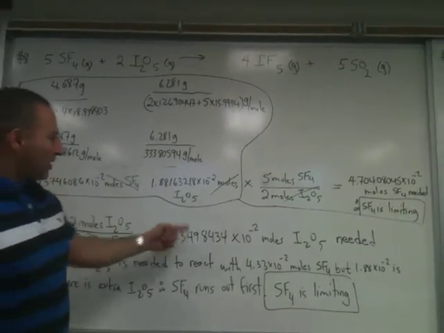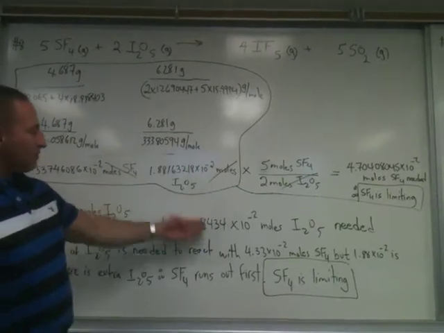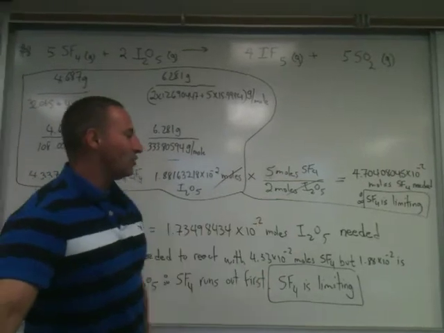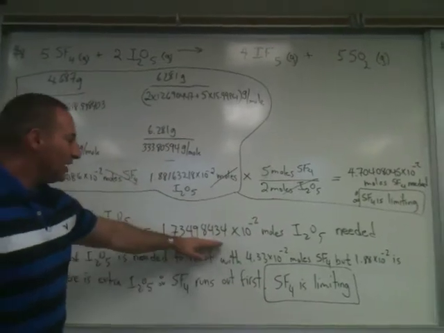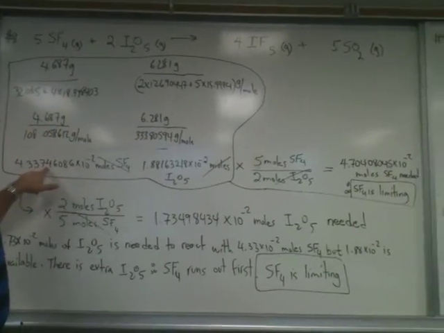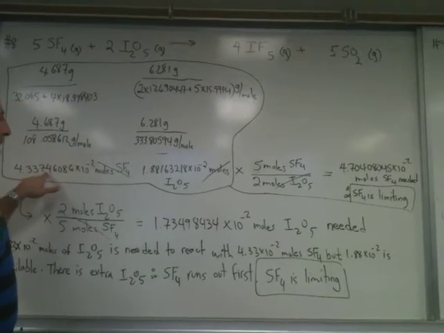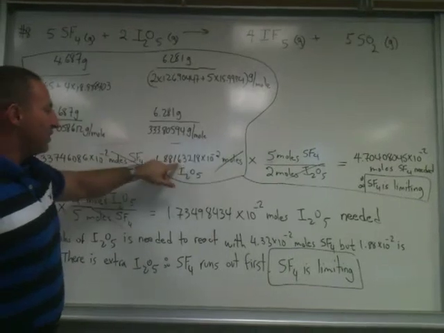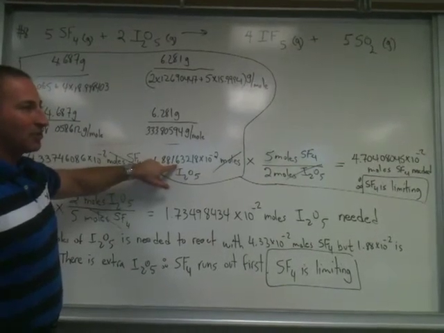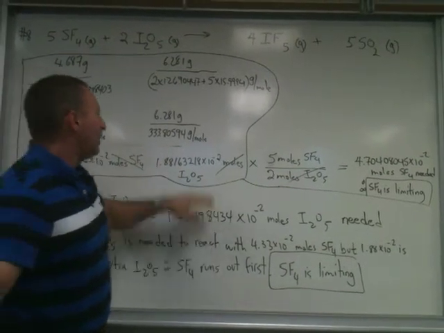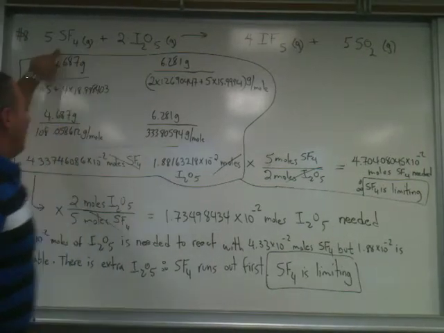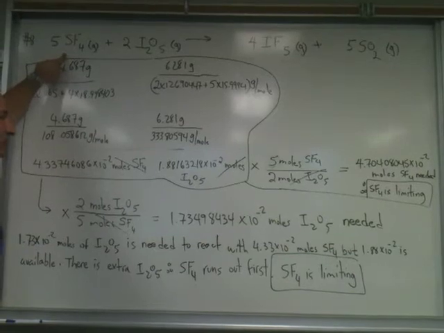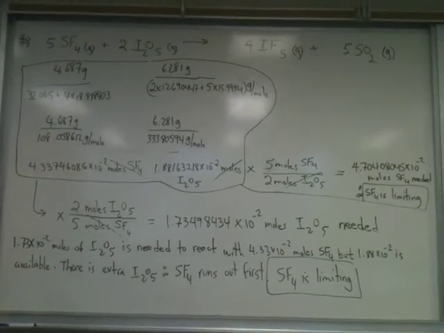chemical reaction requires 1.73 times 10 to the minus 2 moles of I2O5. So that's what you need for this amount of SF4. But we actually have 1.88. So we actually have more of this stuff than we need for the chemical reaction to be completed. Therefore, we can say that this is in excess, and SF4 is the limiting reagent. So we found that out.